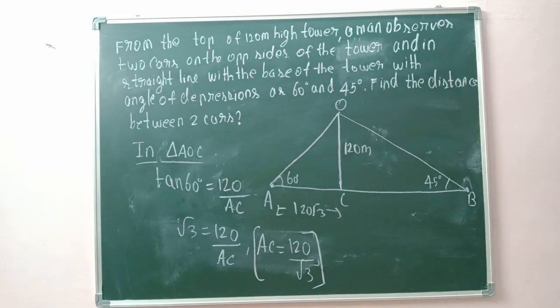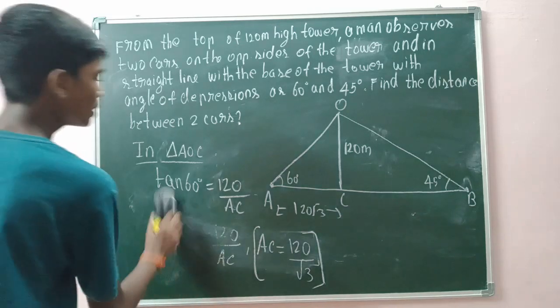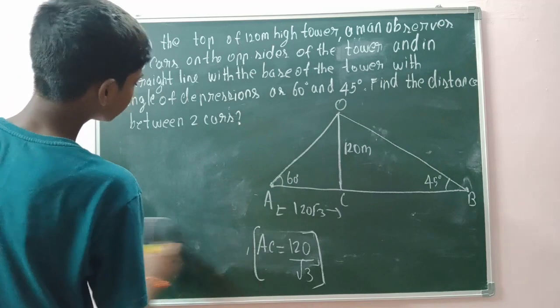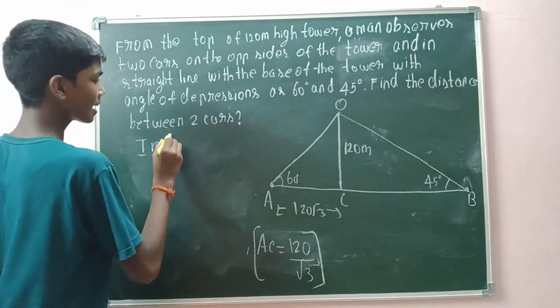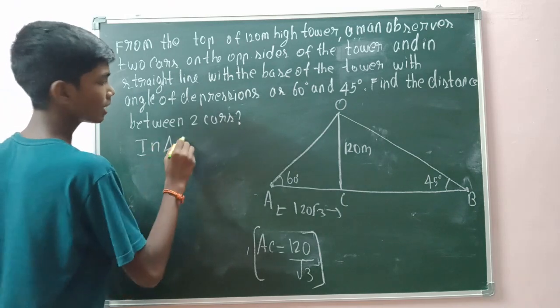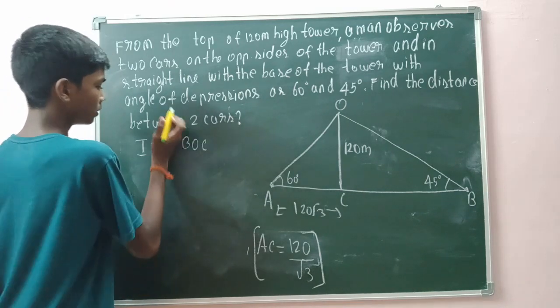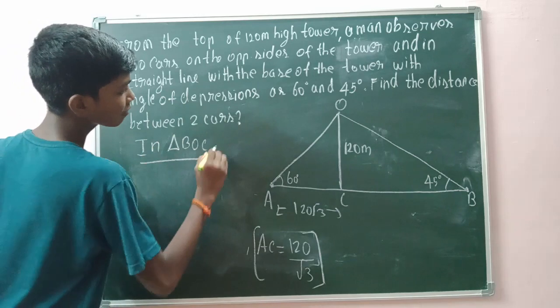That is what you are supposed to understand. Now we have found AC, so let us find BC. In triangle BOC, same as that, find tan of the angle.